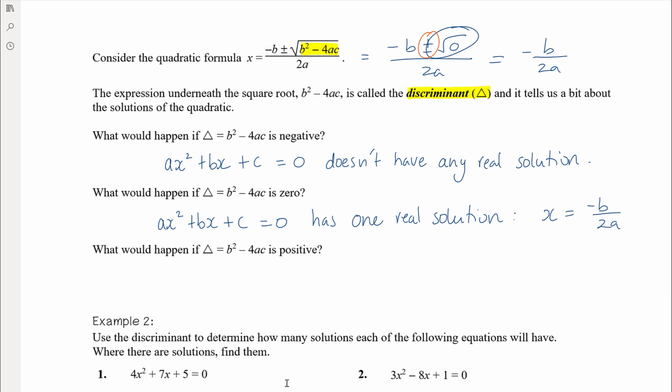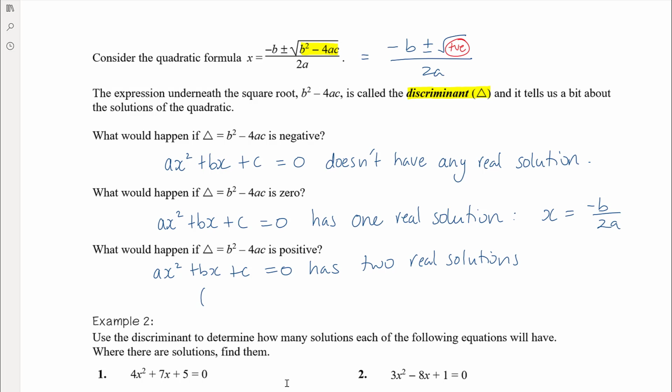And the third thing is that if the discriminant is something positive, then we have -b plus or minus the square root of something positive in here, and so we get both a positive and a negative square root if there's a positive number under there. That's when we're going to have two solutions: ax squared plus bx plus c equals 0 has two real solutions.